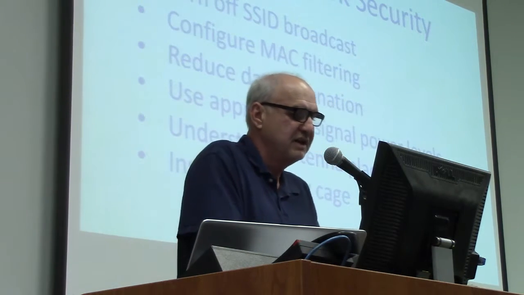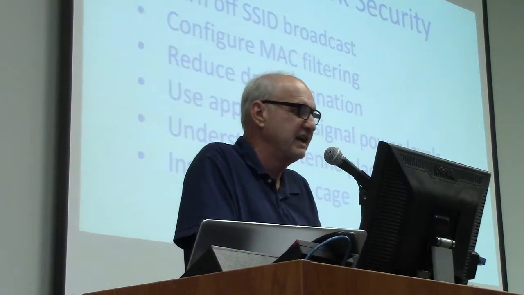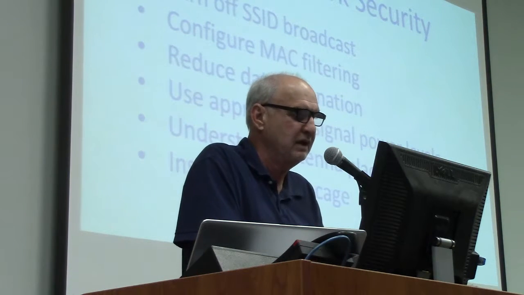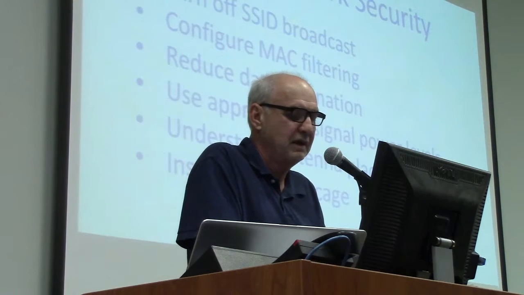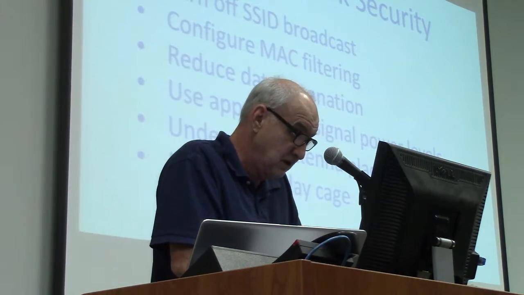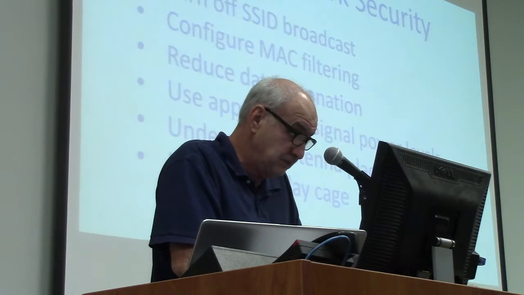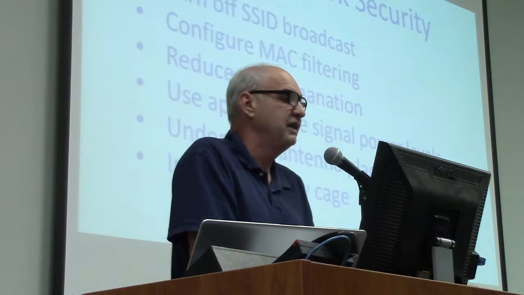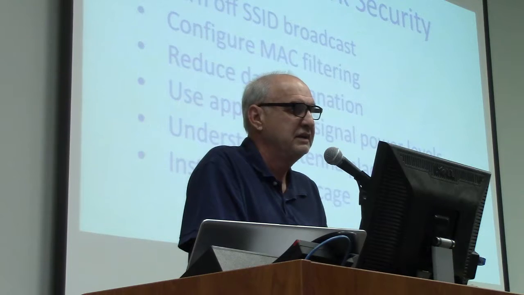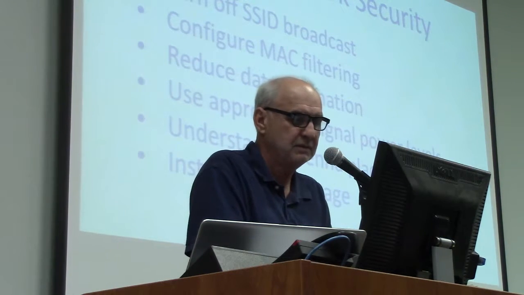Let's look at some of the most common basic ways to secure a Wi-Fi network. Turn off the SSID broadcast. That won't prevent an attacker from finding it, but it will help a little bit. Configuring MAC filtering. Anybody know what that is? James. Where you set it up so it only recognizes the MAC addresses of the devices you want on the network. If you're trying to connect with a device that's not on that list of MAC addresses, it won't accept it.